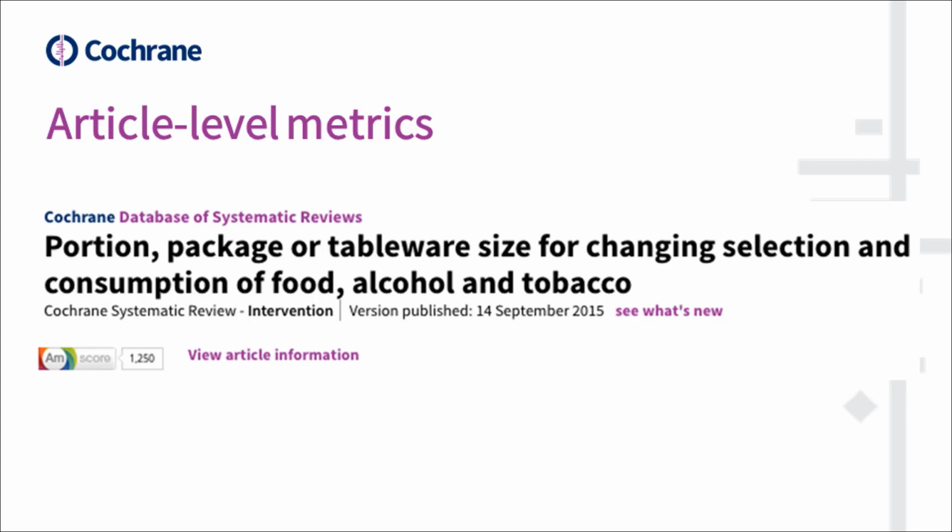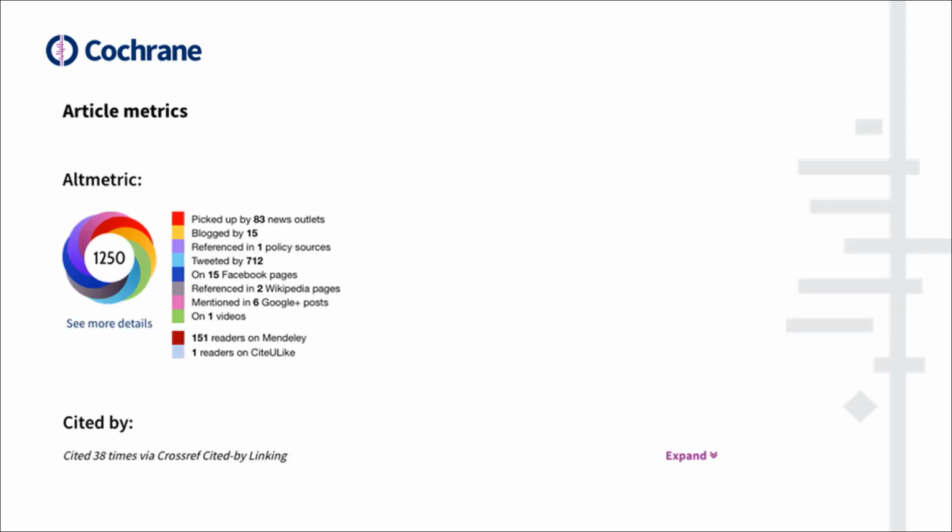And if you click on View Article Information, you will see more details about the sources underlying the Altmetric score. You can also see below the number of citations as measured by Crossref. And perhaps more importantly, clicking the Expand button at the bottom right will show you the specific articles citing the review. There are many ways of measuring citations and many citation databases, so you may see different numbers from different sources.